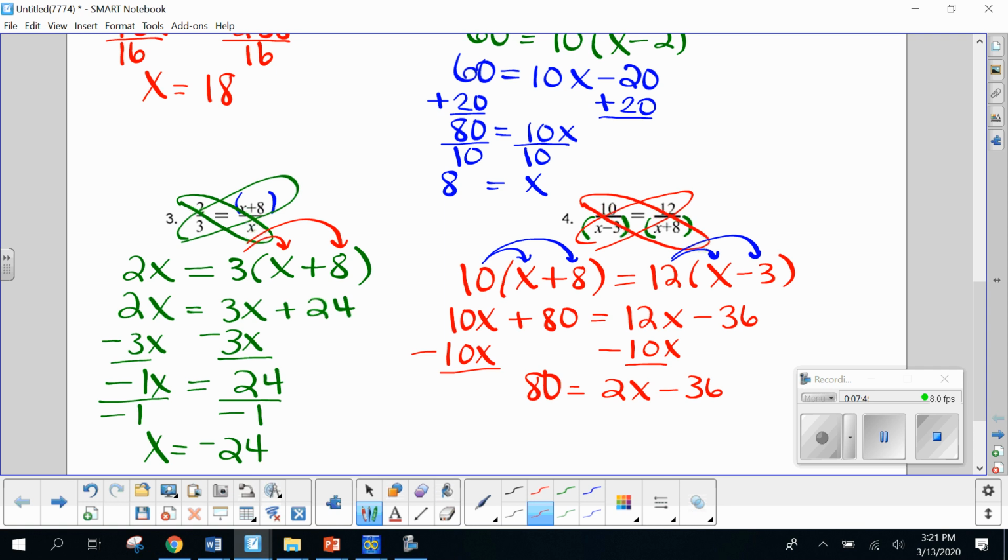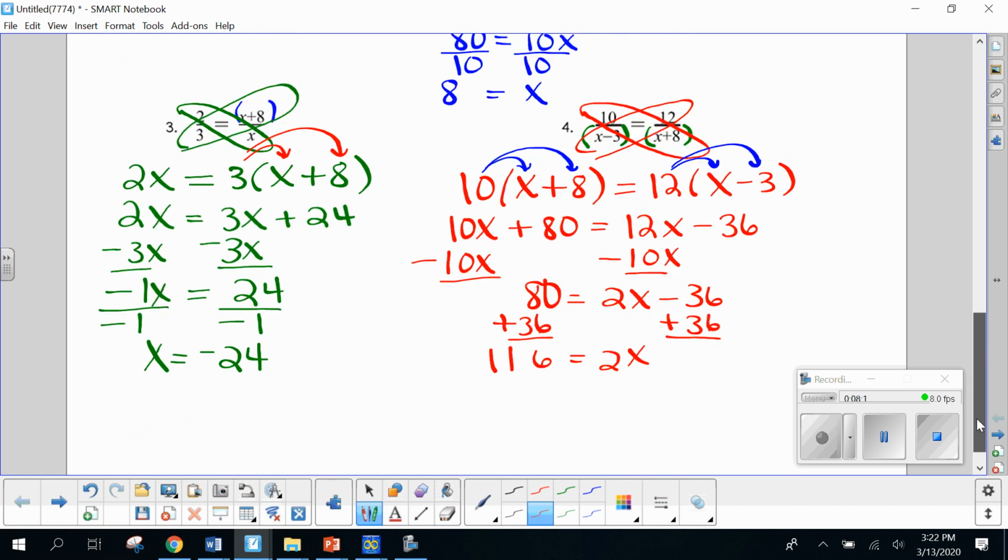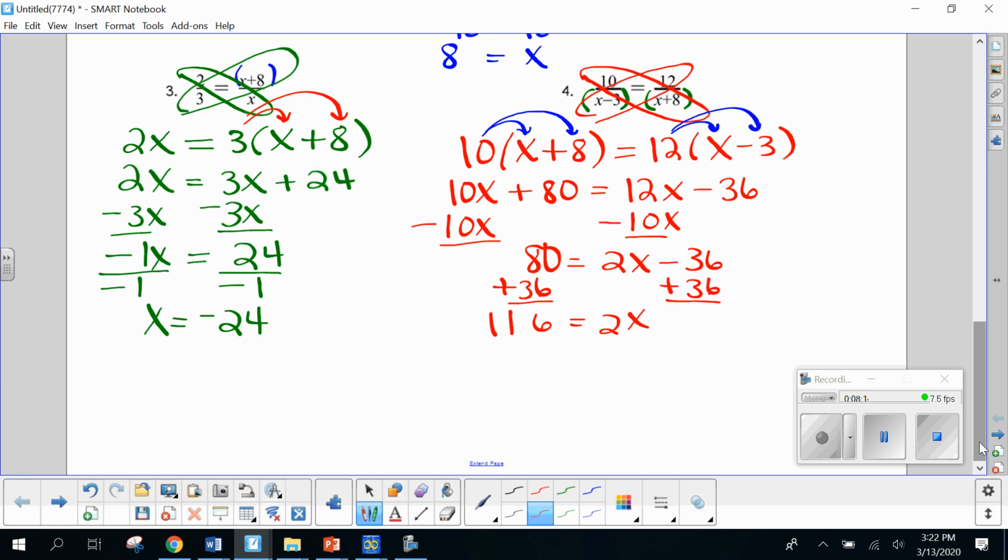Since I moved my variable to the right, I want to move my constant to the left. So this negative 36, I'm going to add 36 to both sides. And I get 2x is equal to 116. Oops, sorry. So I need to get rid of this 2, so I'm going to divide both sides by 2, and I end up with x is equal to 58. Okay?